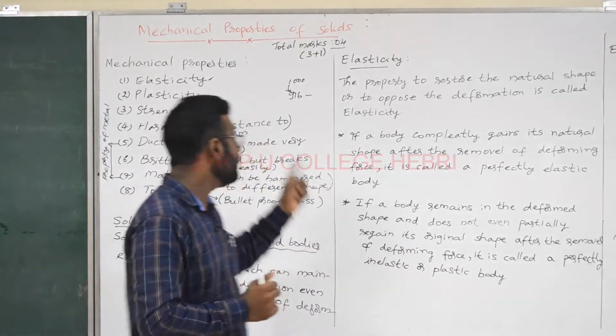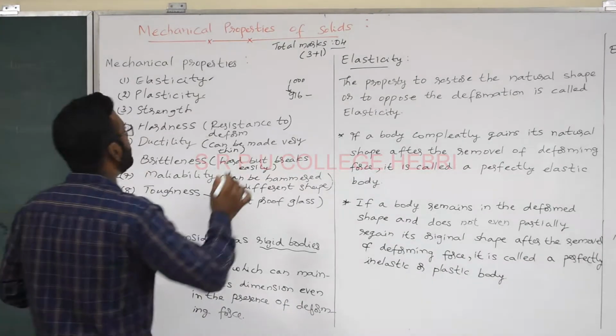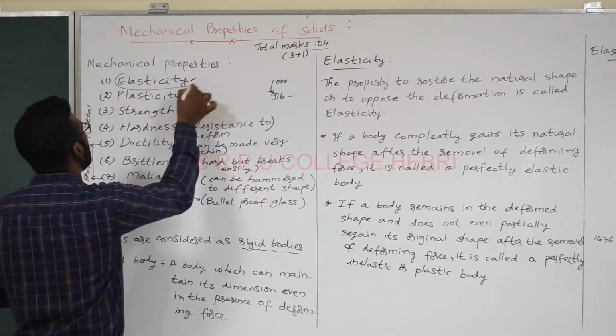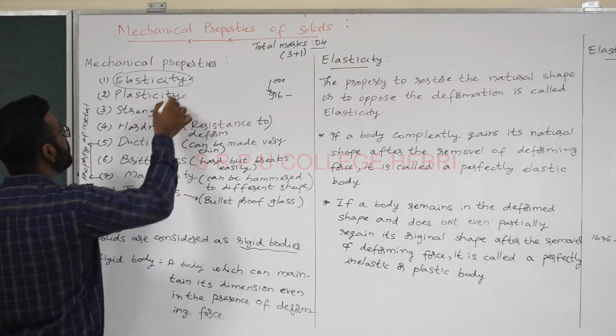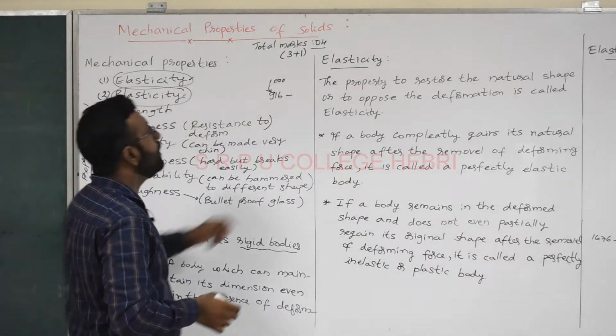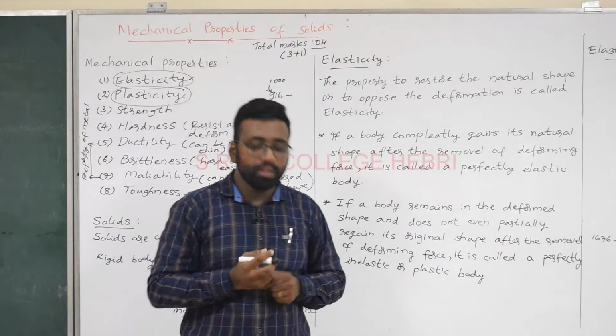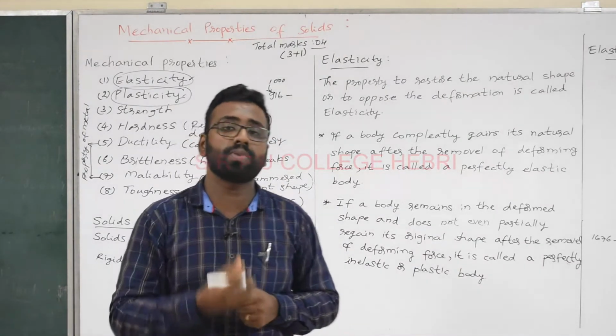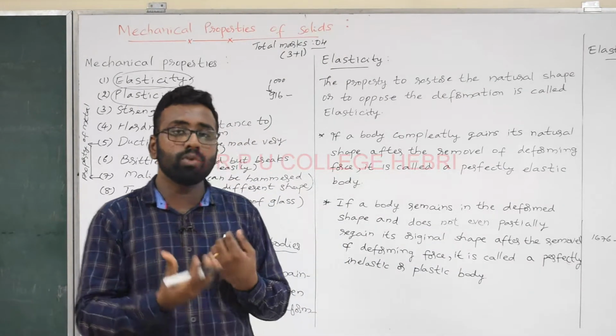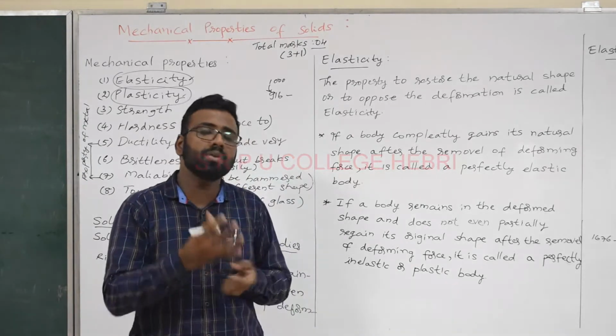Okay. Now we will see these two properties, elasticity and plasticity. Now what is this elasticity? I have already told you what elasticity is. You can get a number of different types of definitions, and whichever definition you feel is easy for you, you can refer to that.